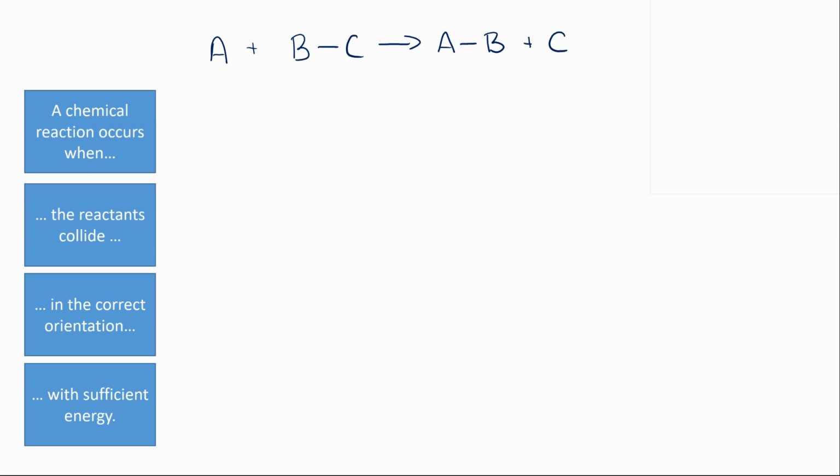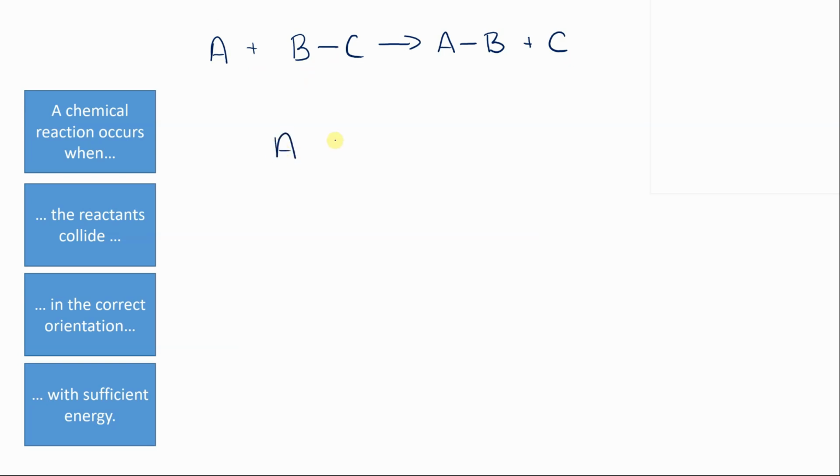The reactants collide. So in this example, where A is reacting with BC to form ABC, the atom A must come in contact with the molecule BC in order for a reaction to occur. The second thing is they have to collide in the correct orientation.